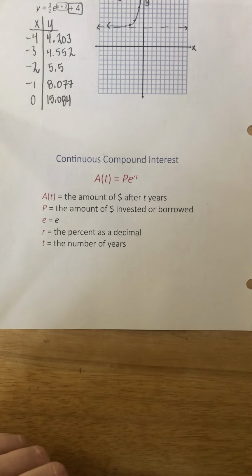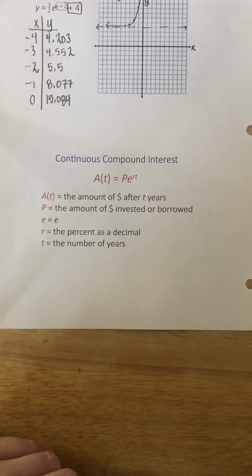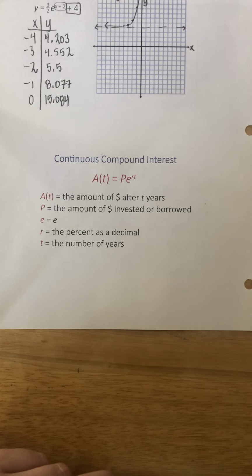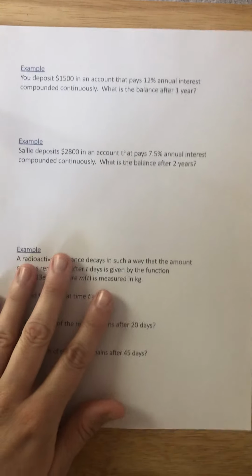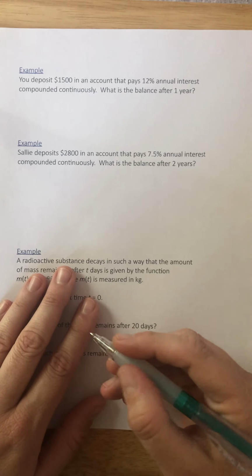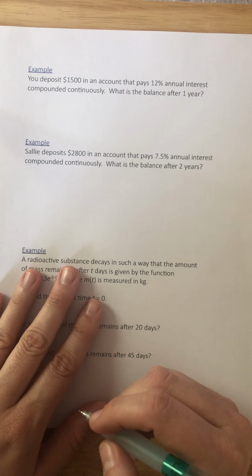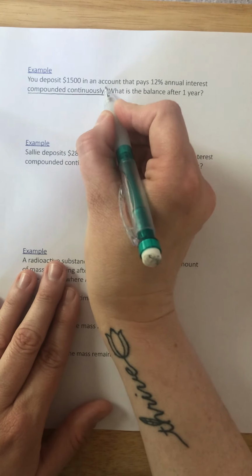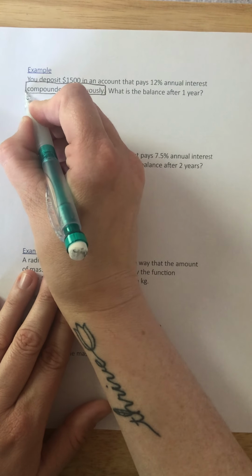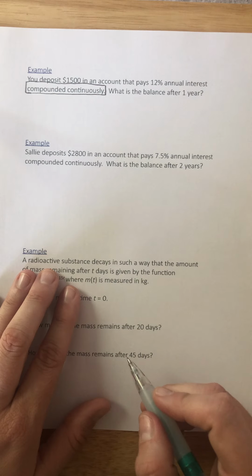So this formula is actually easier than the other formula, which is why I really like it. So continuous compound interest, we're going to use PERT. So let's get started with it. For this first example, it says you deposit $1,500 in an account that pays 12% annual interest compounded continuously. That's the key phrase right there. That lets you know that you're going to use that PERT formula. It says, what is the balance after 1 year?